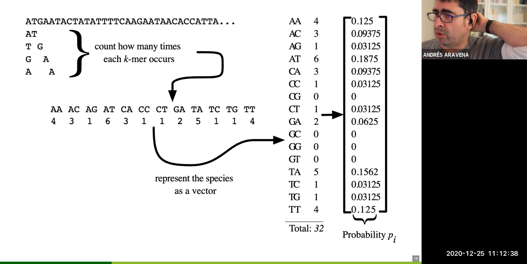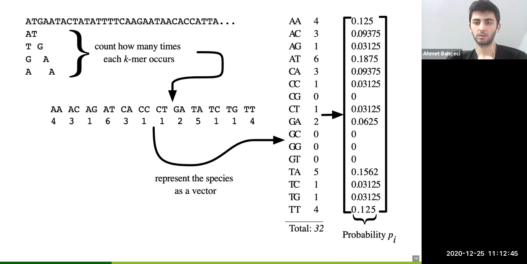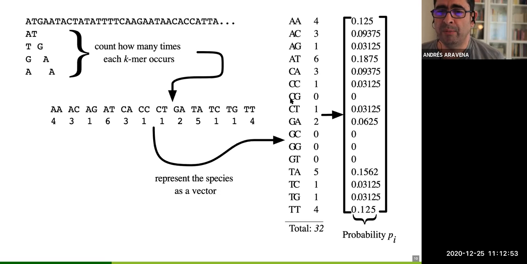What do you think? The size depends on the sequence length, no? And the k value. It depends only on the k value, because some of the elements may be 0. For example, GC is not in the sequence, but the vector will always have the same size.